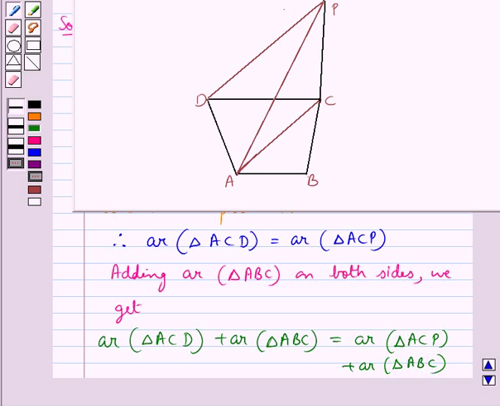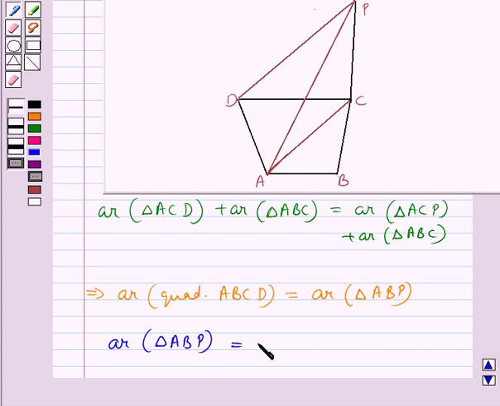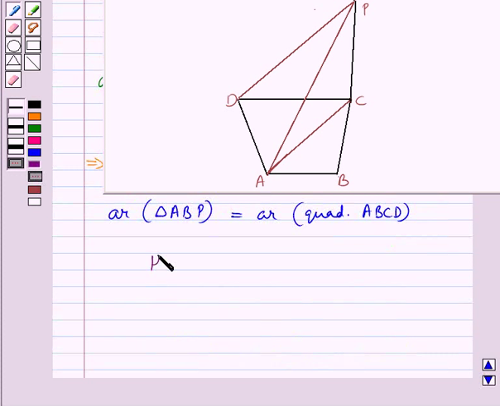ABC. Now, from the figure you can see that area of triangle ACD plus area of triangle ABC gives us area of the quadrilateral ABCD, and this is equal to area of triangle ACP plus area of triangle ABC, which is given by area of triangle ABP. So we have now proved that area of triangle ABP is equal to the area of the quadrilateral ABCD. So, hence proved.